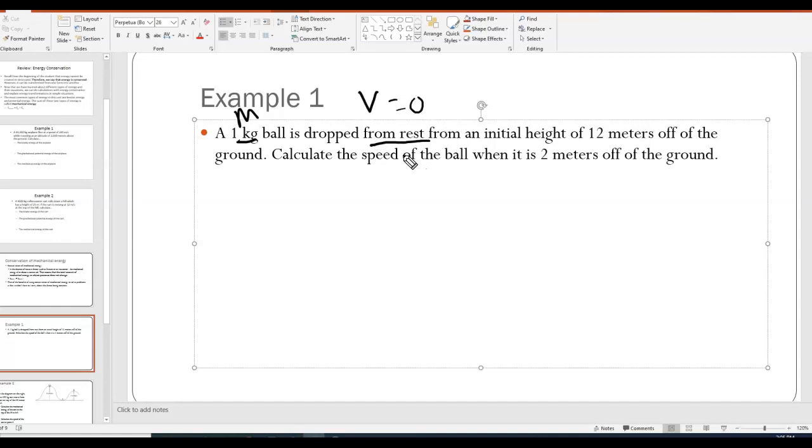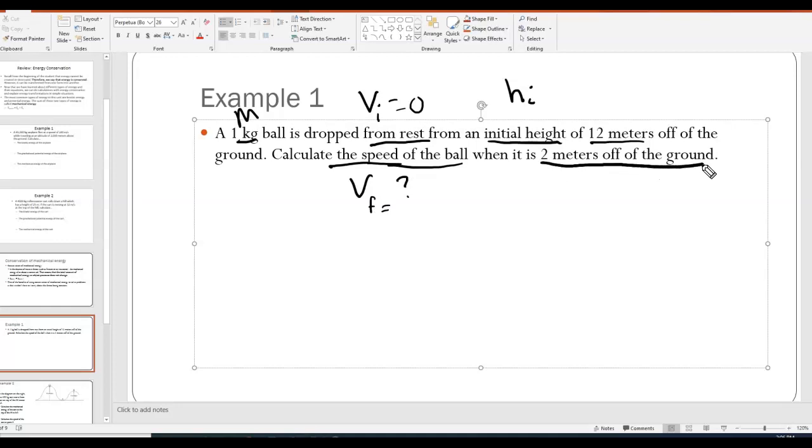All right, but remember that because we're dropping the ball, we have an initial value and we have a final value. And so I'm going to say that V initial is equal to 0 because it's dropped from rest. It says we have an initial height of 12 meters. I'm going to label that as H for height, and then I for initial height, 12 meters off the ground. Calculate the speed of the ball. Okay, so I'm looking for V. I already have VI, so this must be VF. That's my unknown. When it is 2 meters off of the ground.